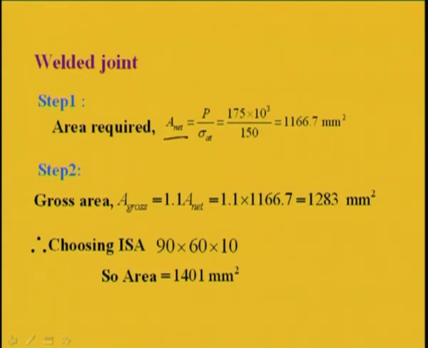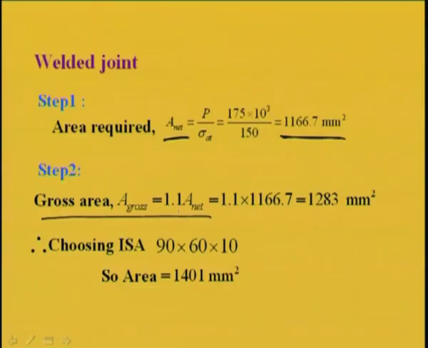First, the net area we have to find out, P by sigma AT, which is 1166.7 millimeter square. Now gross area for welding joint, because gross area will not be much different, because in case of welding joint there is no scope of deduction of hole. So net area and gross area will be almost nearby. The code has suggested, and from experience also it has been seen, that increasing by 10% is sufficient. So we are increasing the gross area by 10%. So this one is 1283, right.